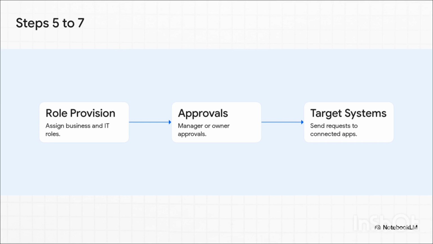And finally, Step 7, provisioning to target systems. This is where SailPoint sends out the final provisioning request to connected applications, physically creating the Active Directory account, the Microsoft 365 mailbox, or say the ServiceNow user profile.